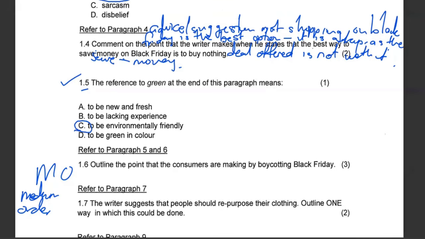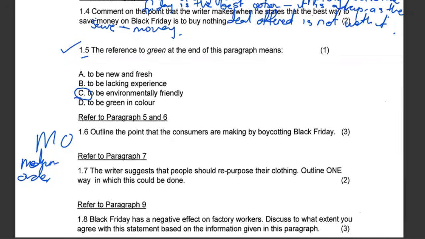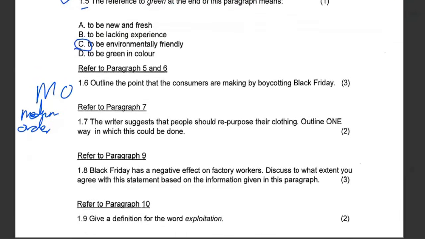Outline the point that the consumers are making by boycotting Black Friday. It was a 3-mark allocation, and I believe that's where we're starting the media model questions. And as such, let's see what is to outline. I believe you have to state and then you have to comment as well. So you are stating the point that the consumers are making when they boycott Black Friday. So as a result, one of the things is to create awareness. One of them is to create awareness to consumers about what they purchase on Black Friday.